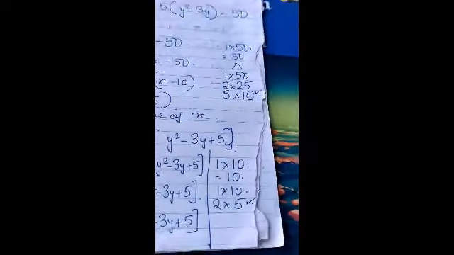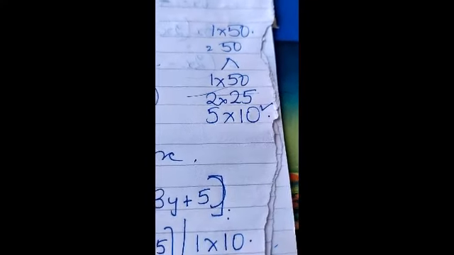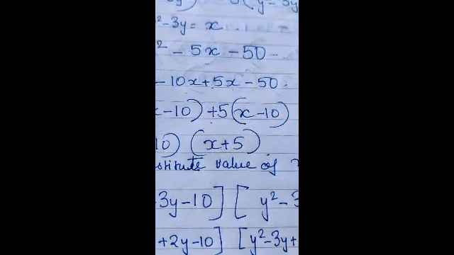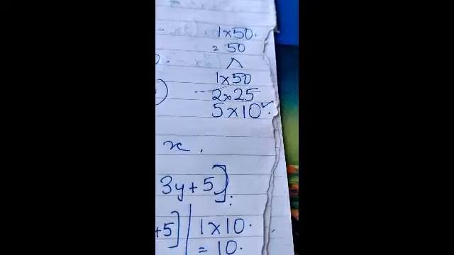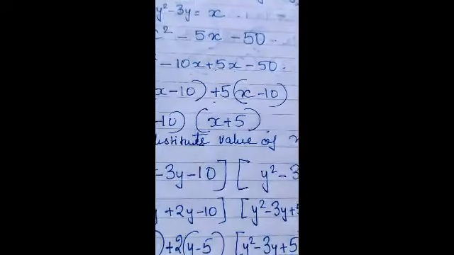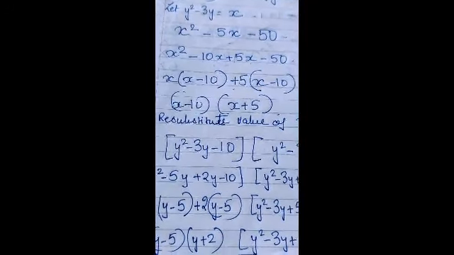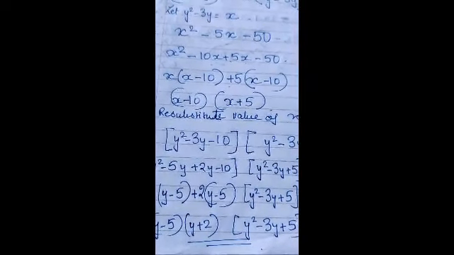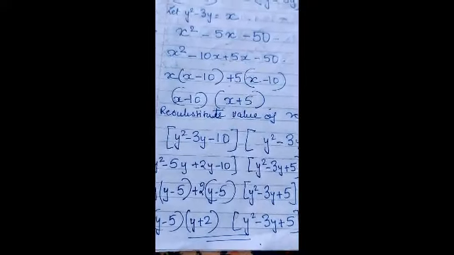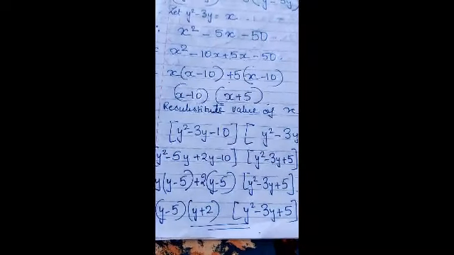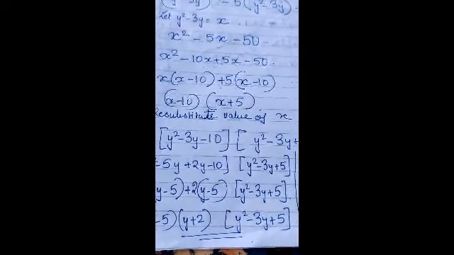On factorization of 50 we get 1 into 50, 2 into 25 and 5 into 10. Our middle term here is minus 5x. So here 5 into 10 suits us, because if we subtract 5 from 10 we get 5. So we'll use these two terms as the split of minus 5x, and we'll write it as x square minus 10x plus 5x minus 50. On removing the common term we get x bracket open x minus 10 bracket close. That becomes our first factor.